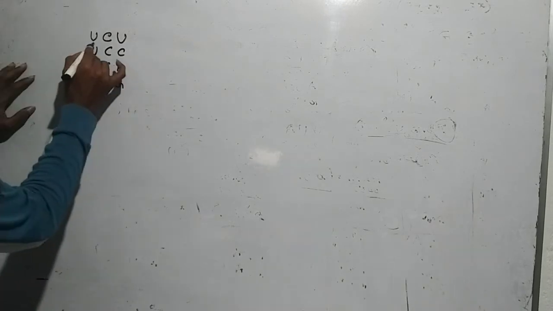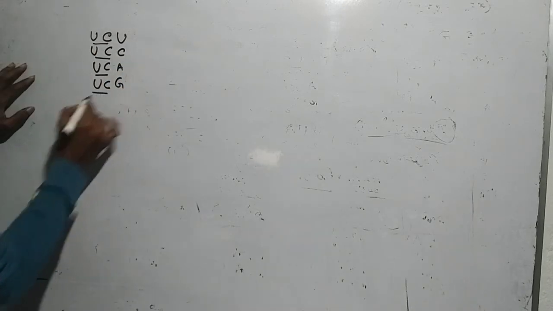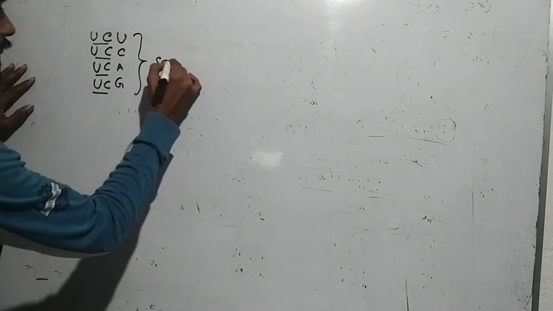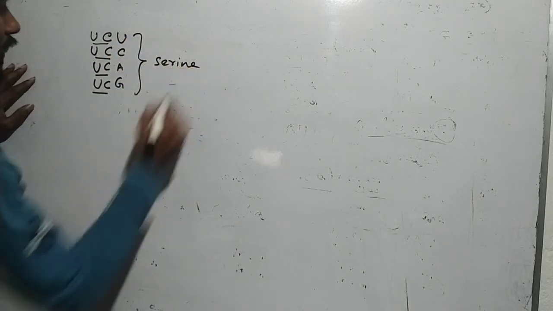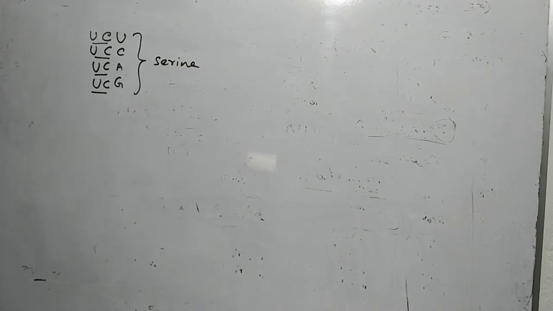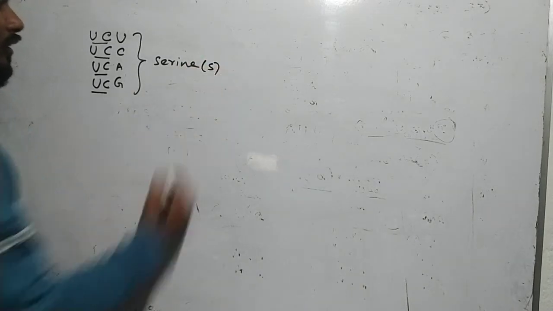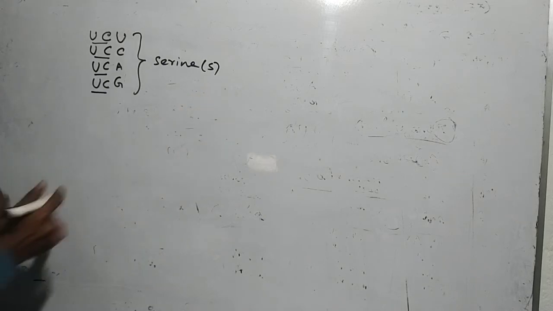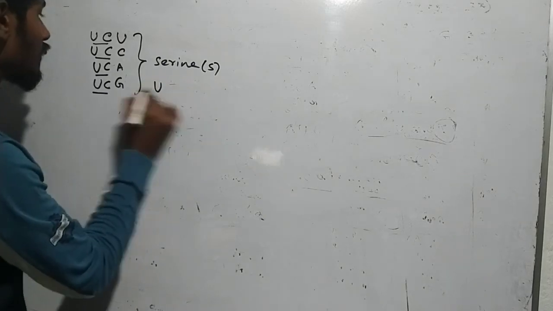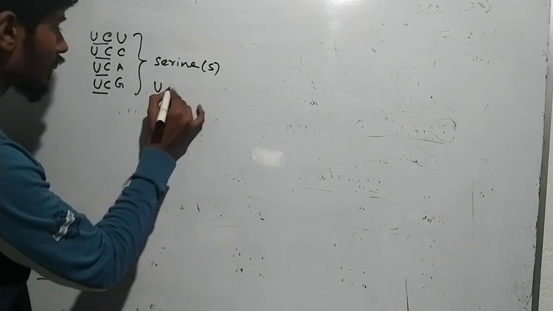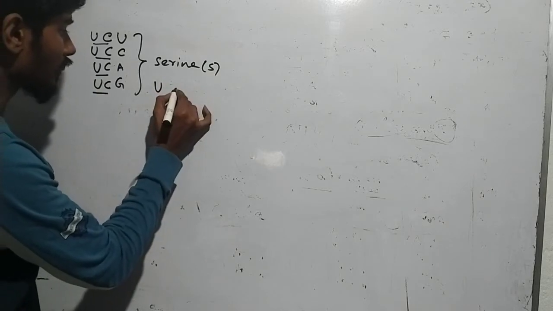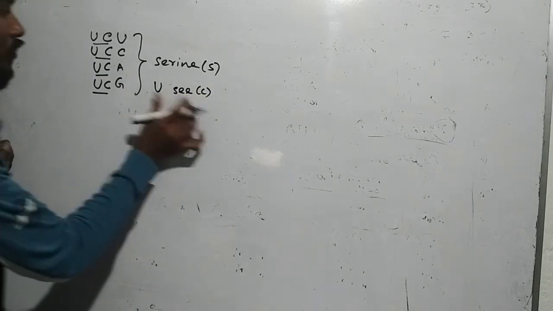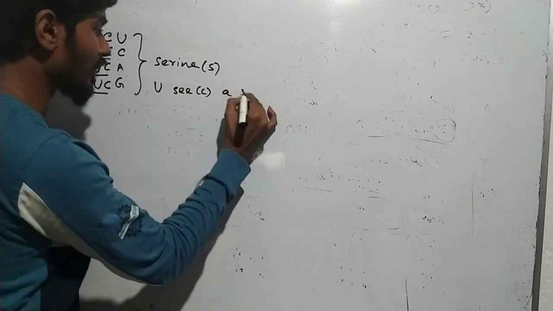Okay, now how can you remember what is there in this? So whenever there will be UC, the first 2 letters will be UC, and this will encode for serine. Okay, so how can you remember this serine? Serine actually is represented as capital S. Now how can you remember this? Just remember this general thing, UC or the C. Okay, so UC are serine.